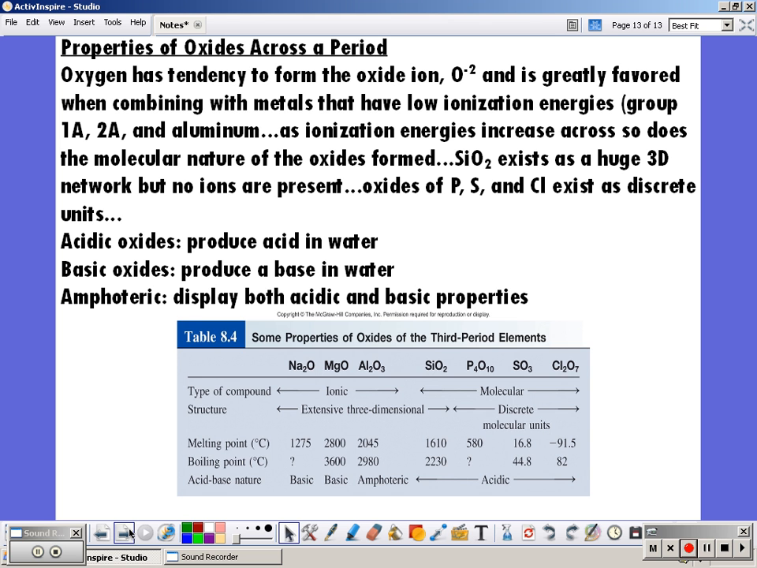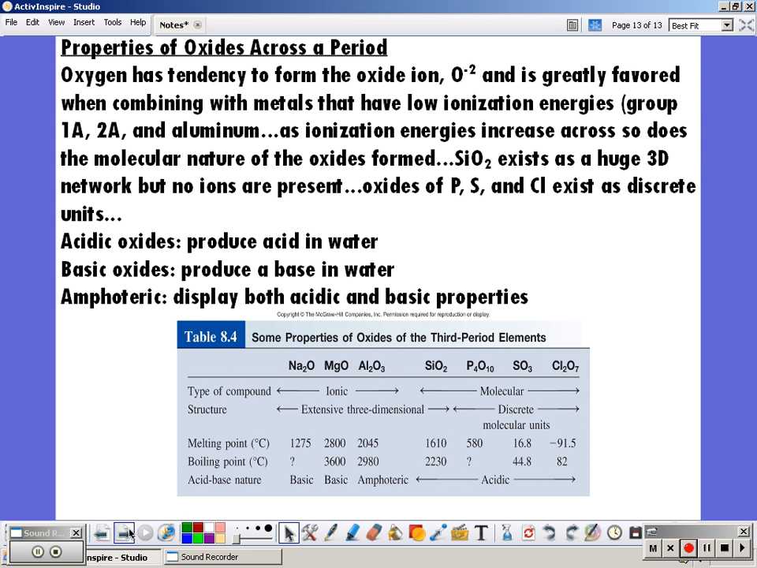So if you look at the data table, this is kind of summarizing it all for us. Sodium oxide, magnesium oxide, and aluminum oxide are all ionic compounds. And then you get to silicon, phosphorus, sulfur, and chlorine, and those are going to be all molecular oxides. Silicon dioxide actually exists in huge 3D networks, where our ionic compounds exist as ions, and then the rest of the molecular, phosphorus, sulfur, and chlorine, exist as molecules, discrete units.